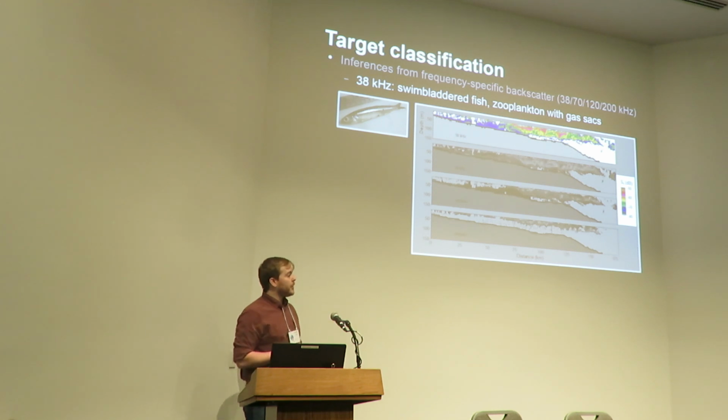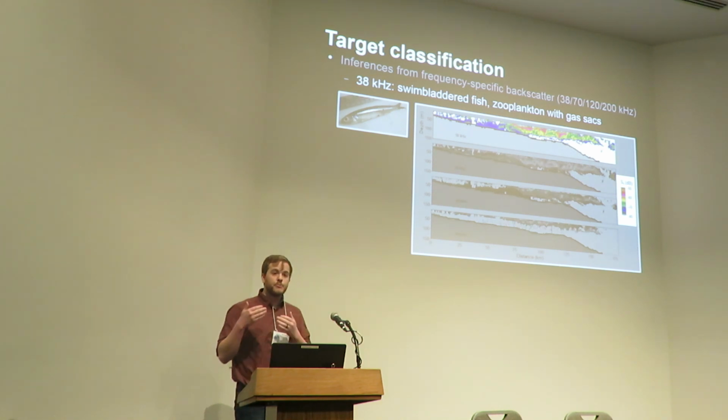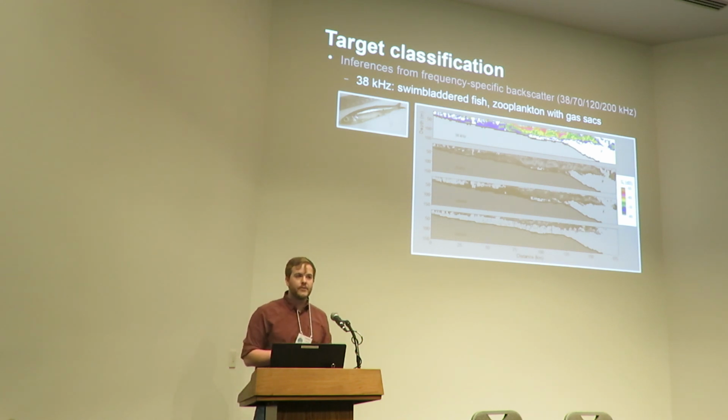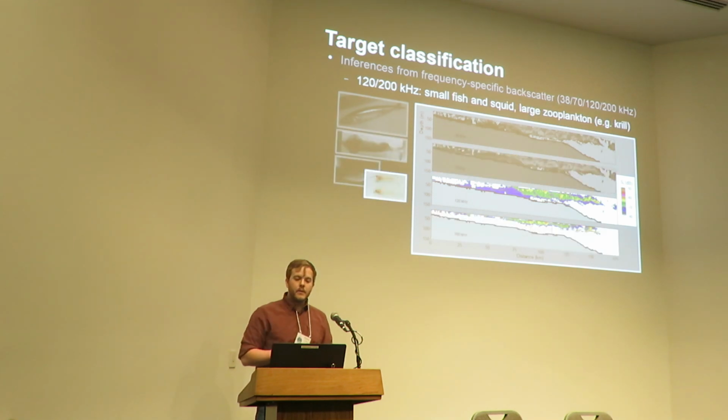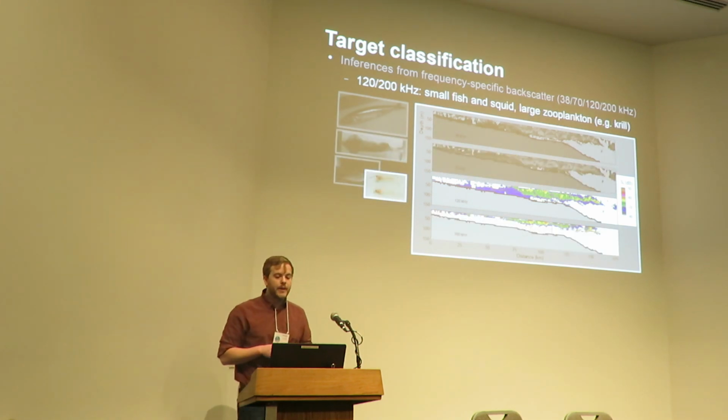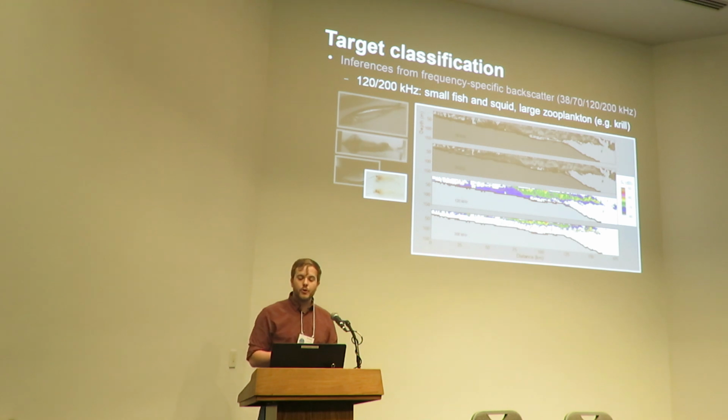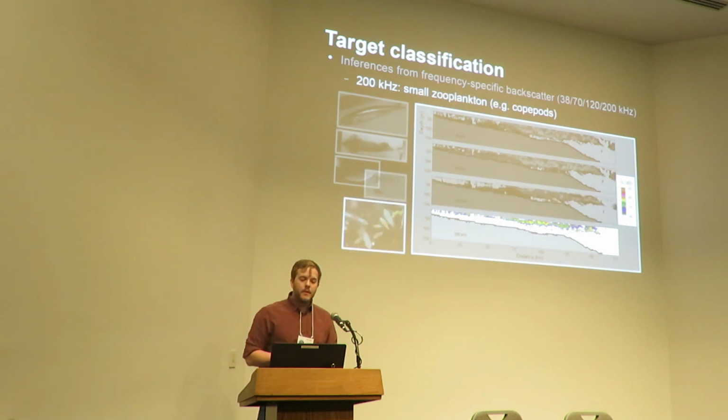Generally speaking, lower frequencies like 38 kilohertz are often associated with swim-bladdered fish or zooplankton with gas sacs, things like siphonophores. At 70 and 120 kilohertz, we're looking at small swim-bladdered fish, swim-bladderless fish like butterfish, as well as squid. At 120 and 200 kilohertz, looking at smaller fish and squid, larger zooplankton like krill and shrimp. And then 200 kilohertz is really associated with smaller zooplankton, copepods, chaetognaths, animals of that sort.